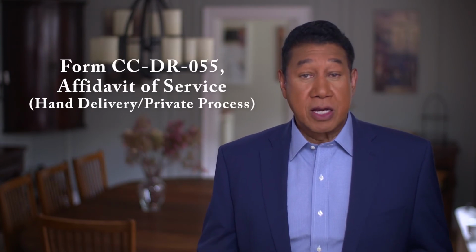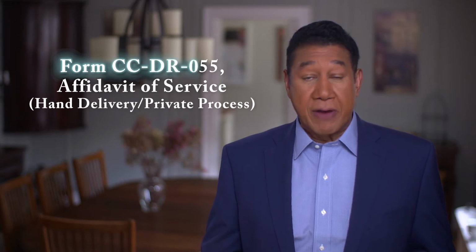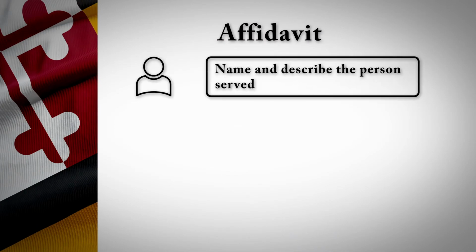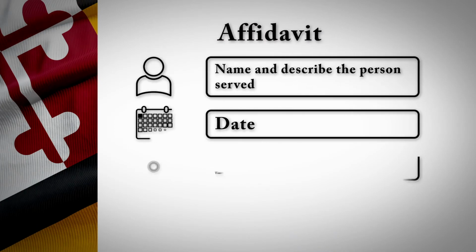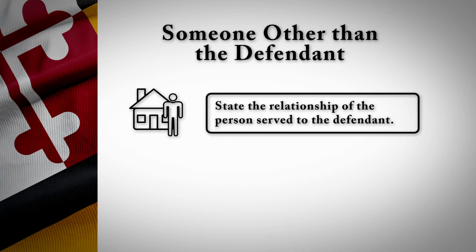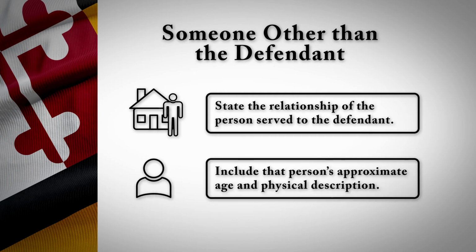After the hand delivery, your process server must complete an affidavit of service. This is proof that they served the defendant. Have that person complete Form CCDR 055, Affidavit of Service. The affidavit must name and describe the person served and the date, time, and place of service. If the summons was left with someone other than the defendant, the affidavit should state the relationship of the person served to the defendant. It is also important to include that person's approximate age and physical description. Submit the affidavit and a copy of the summons to the court.